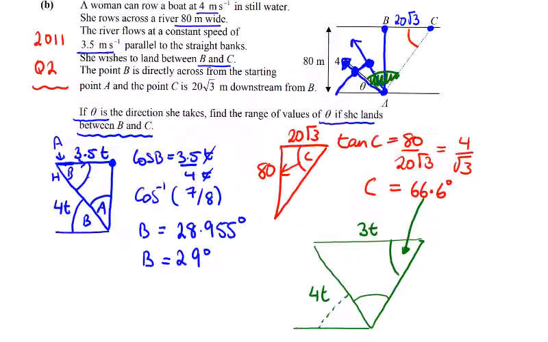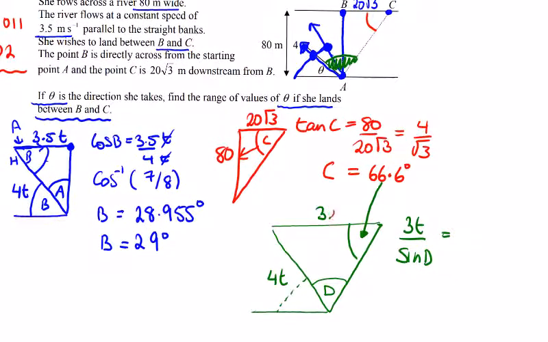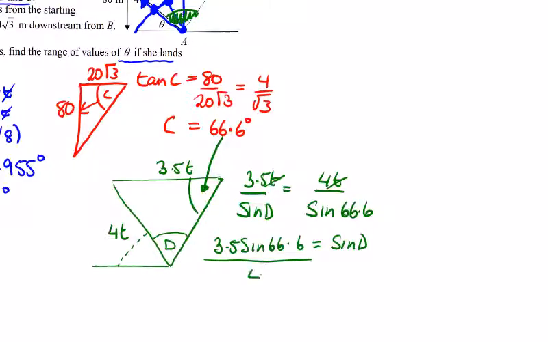So do we have enough information to get that angle? I put my D in, we haven't called one D yet. We could say 3t over the sine of D. Oh, it's not 3t, it's 3.5t, just be careful. 3.5t over the sine of D is equal to 4t over the sine of 66.6. So we divide by t and multiply by 3.5. We get 3.5 sine 66.6 is equal to 4 sine D. Leave the sine D there and divide by 4. So this gives me the sine of D, 0.80303, and then we can get what D is.